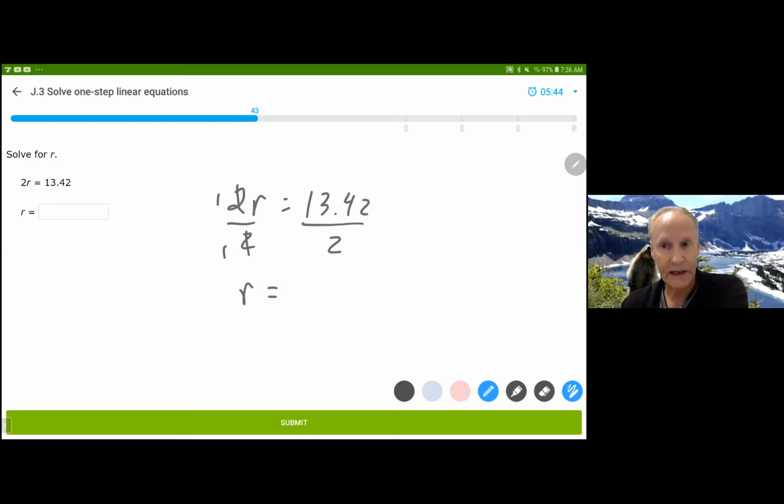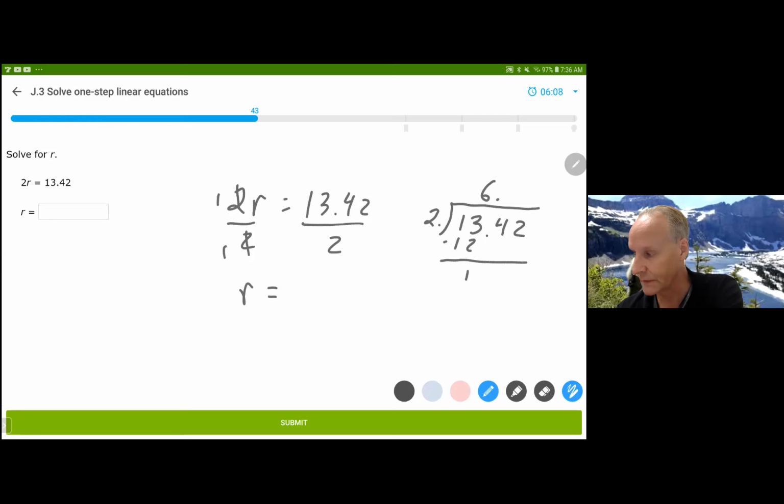Rather than doing it in my head or grabbing a calculator, go ahead and set it up. 2 goes into, never hurts to do a little review of division. Now, if the decimal was on the outside, I'd have to move it, but there's the decimals right there. The decimal goes straight up. 2 goes into 13 6 times, 1 remainder. Some people like to do the little subtraction there. We bring down the 4.